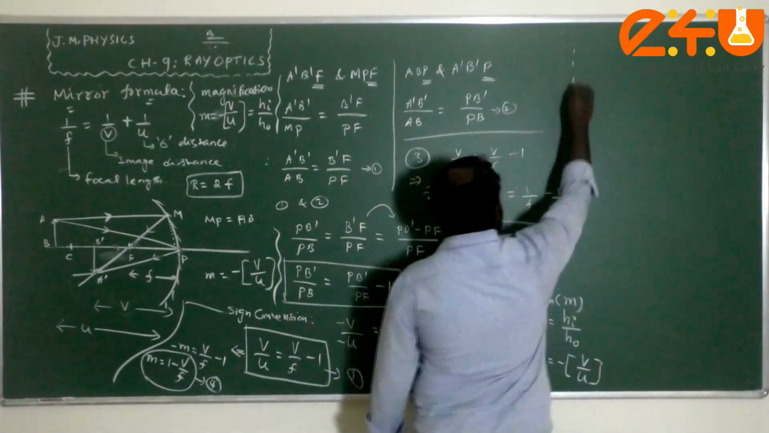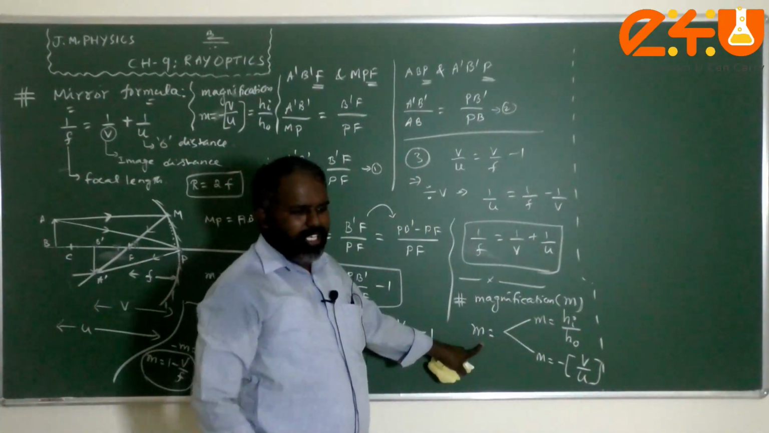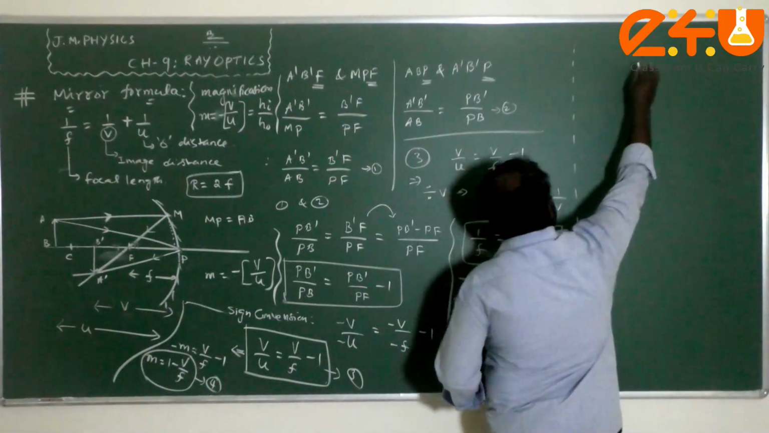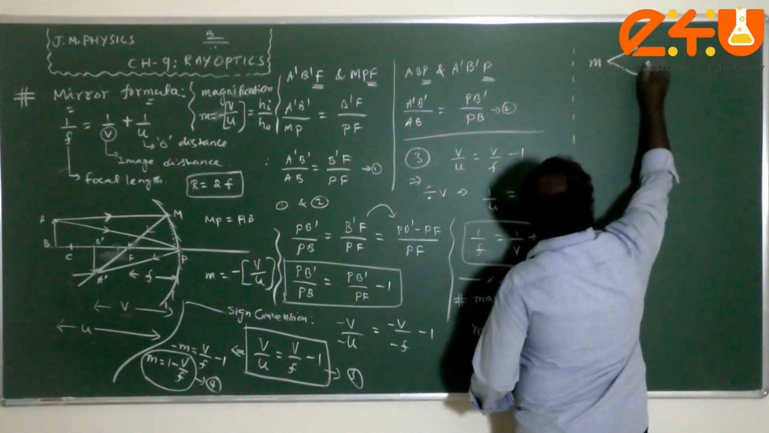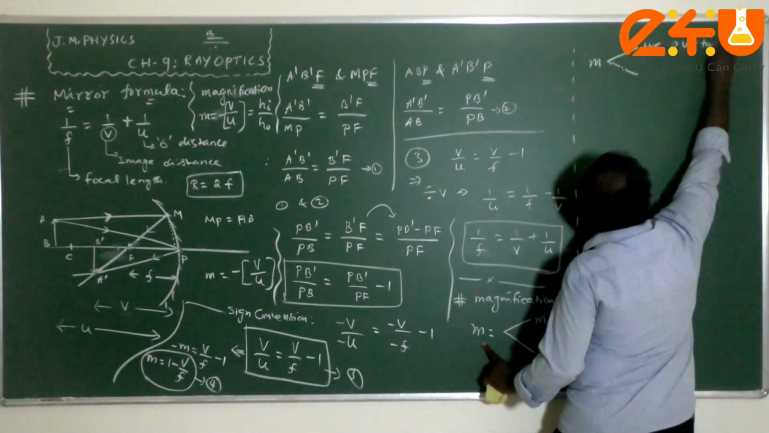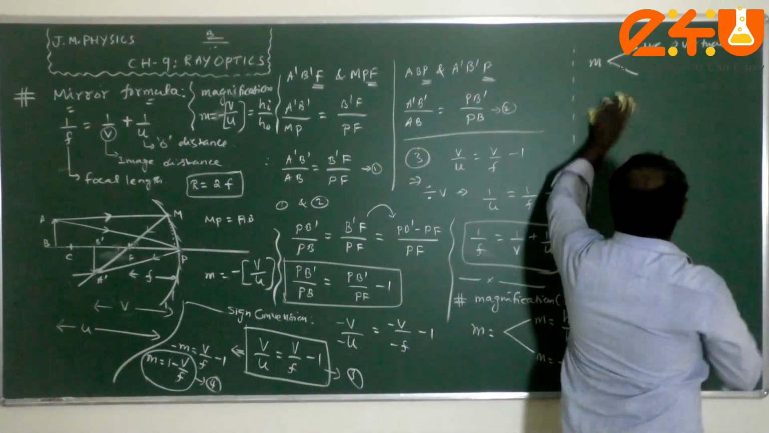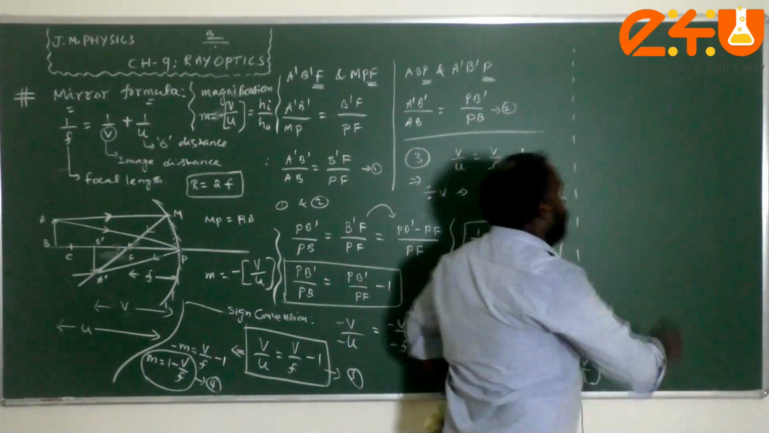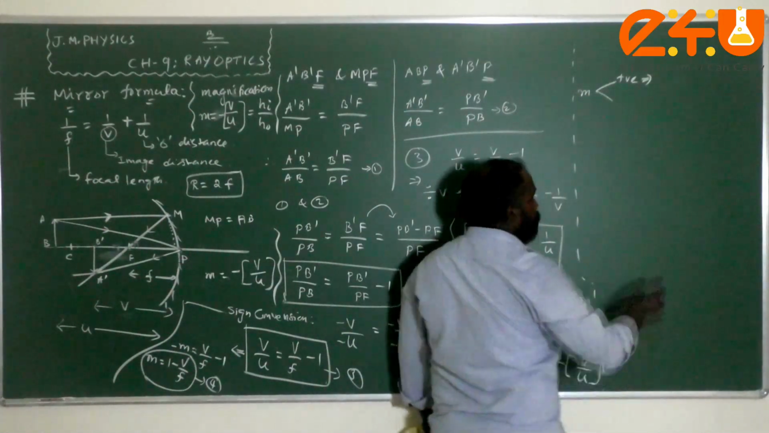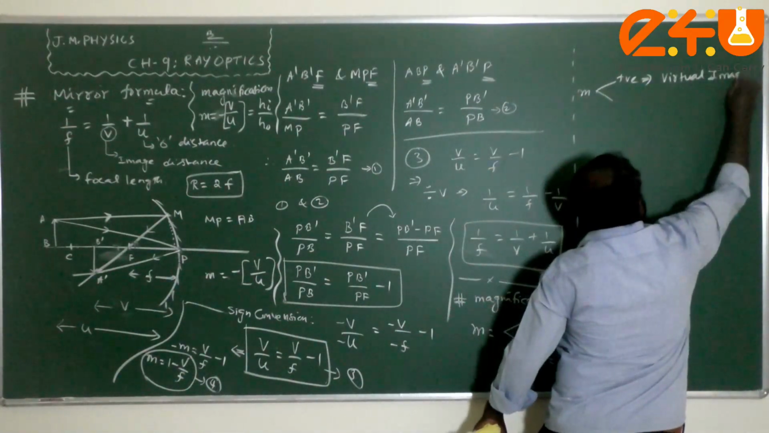And now please see that this M value only decides the nature of the image formed by the mirrors. I can explain that. Suppose the sign of M is positive, then the corresponding image is called what, children? Virtual image. So M is positive means what, children? Yes, virtual image.